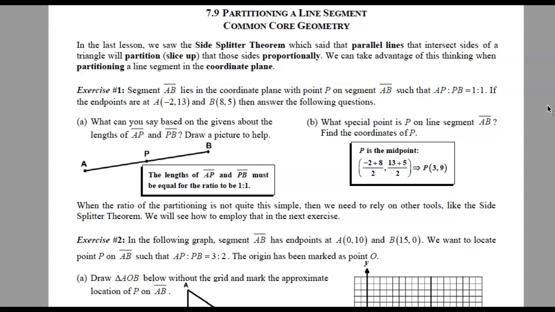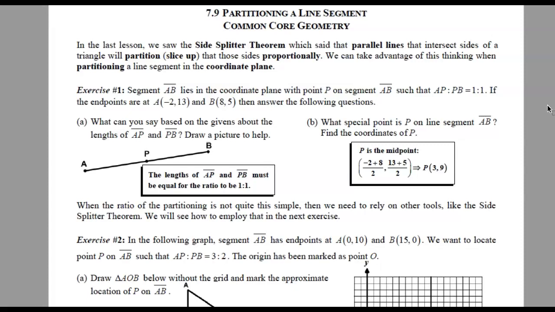So we're trying to slice up the segments, essentially. That's what partitioning means, is to break it into pieces. We want to do it proportionally and try to use the same similarity concepts as we go here. Segment AB lies in the coordinate plane with point P on segment AB. So P falls on the segment, such that AP to PB is 1 to 1.